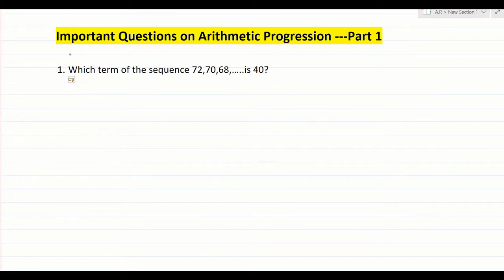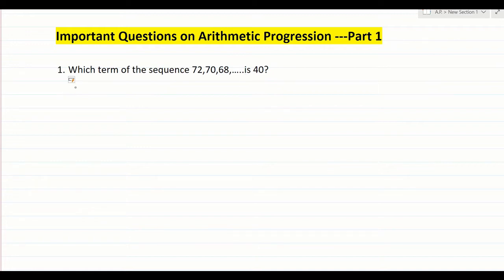Hi, let's begin. Important questions on arithmetic progression, part 1. Our first question, number 1: Which term of the sequence 72, 70, 68, is 40?